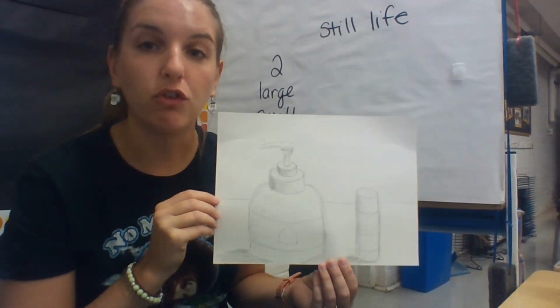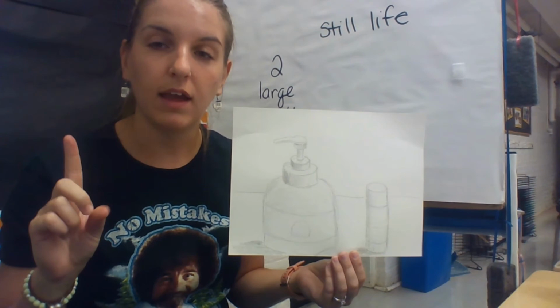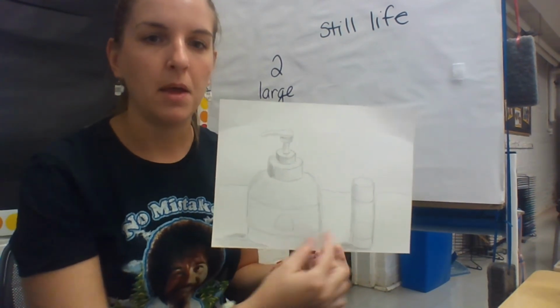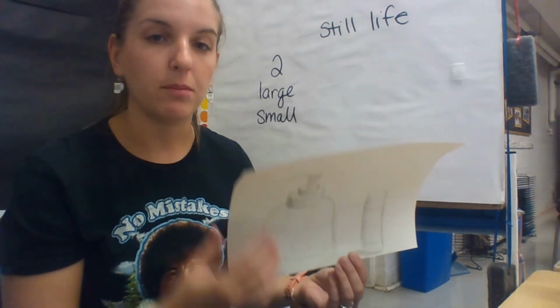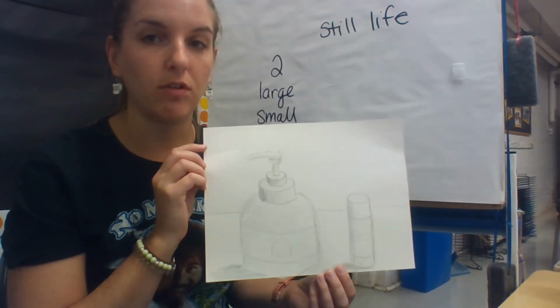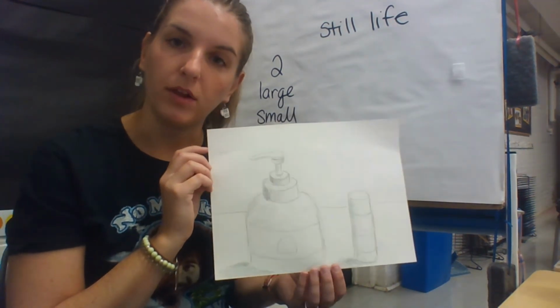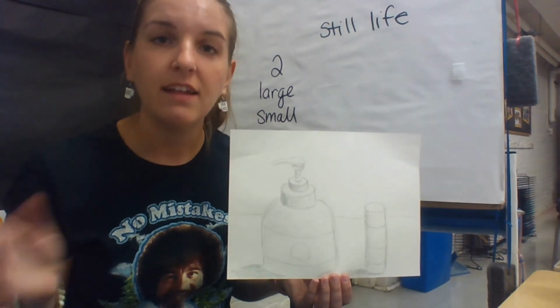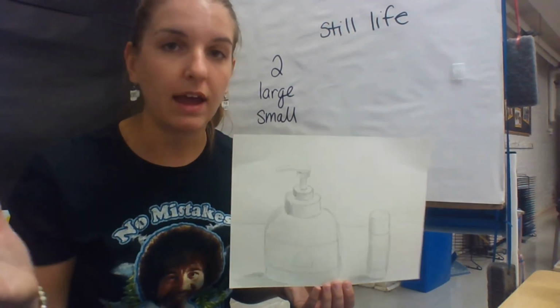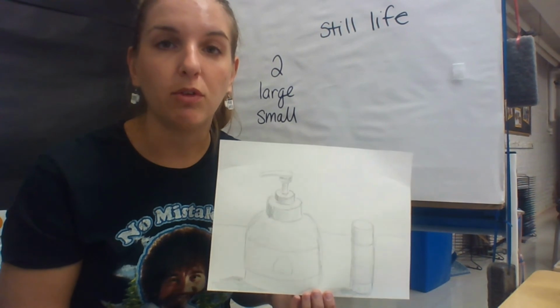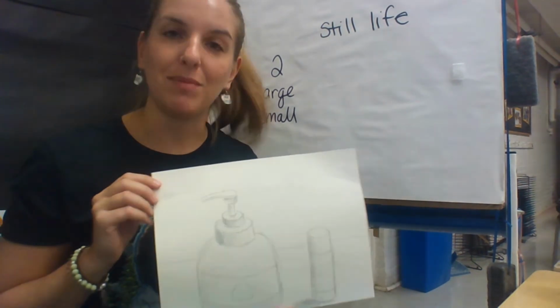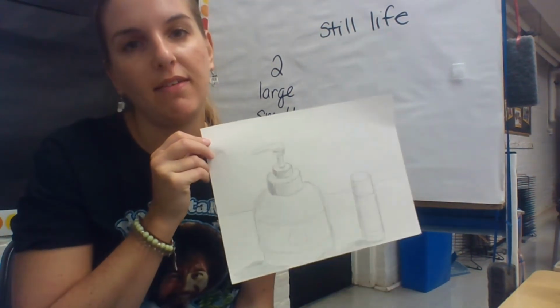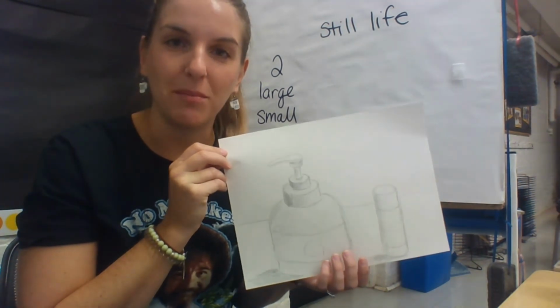So I want you to choose one large object and one smaller object, put them next to each other and draw them so that I can see that one object is larger and one object is smaller. And then have a little fun with it, add a little value, try and make it look realistic. Doesn't have to be perfect, okay? It doesn't. Just do your absolute best. Take a picture of it and send it to me so I can see it. And I can't wait to see what kind of objects you decide to draw from your house.